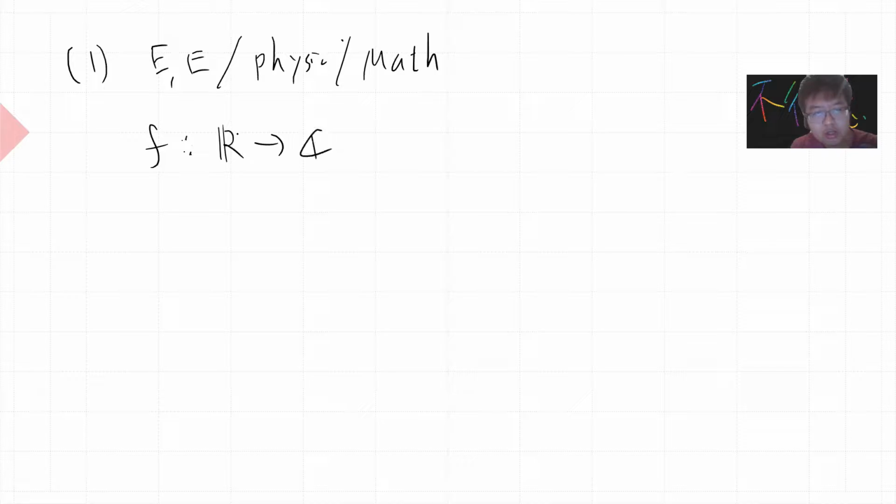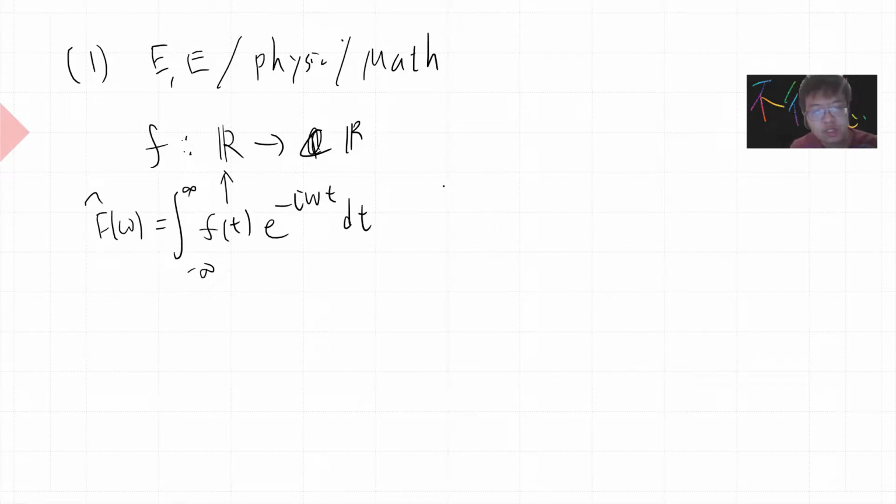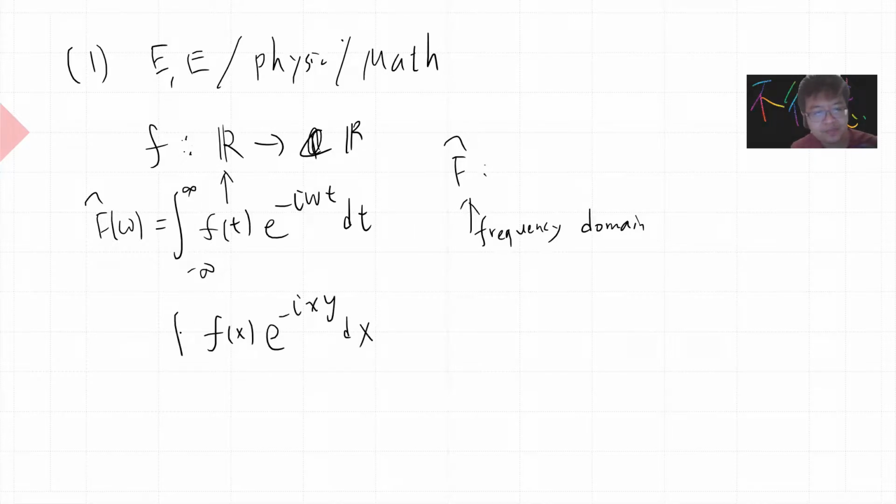The idea is that somebody gives you a function f from R to the complex numbers, and say this f is in the time domain. You multiply by exponential minus i omega t and integrate dt, and you call the result f hat of omega, which is in the frequency domain. This is just terminology, so it's not important. You can change this to be x and y. Okay, now this is the Fourier transformation.